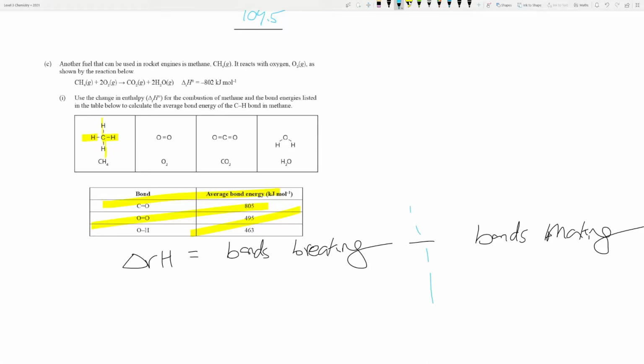I'm just going to do it here. I'm going to break 4 C-H bonds. Each C-H bond is, where is it? Oh, we don't know. We're actually trying to calculate it. That's fine, so it's 4x. Let's make that x. What else are we breaking? We're breaking 2 O2. Each O2 is this.